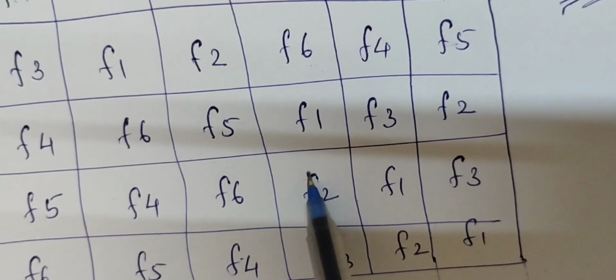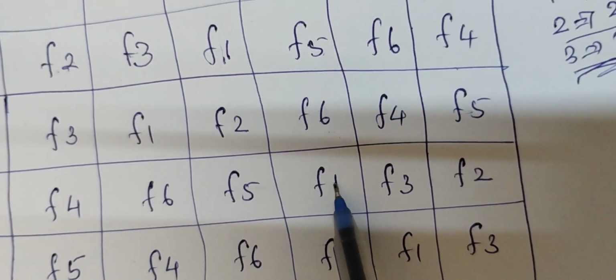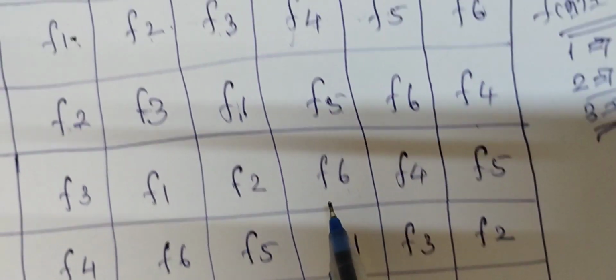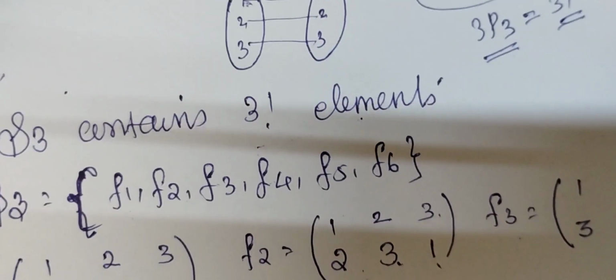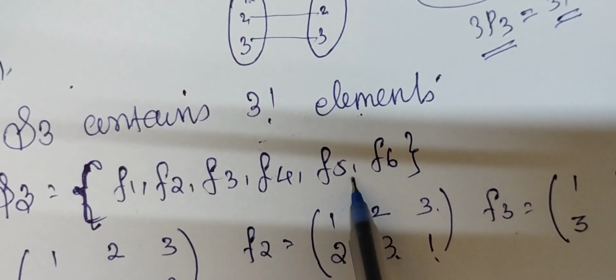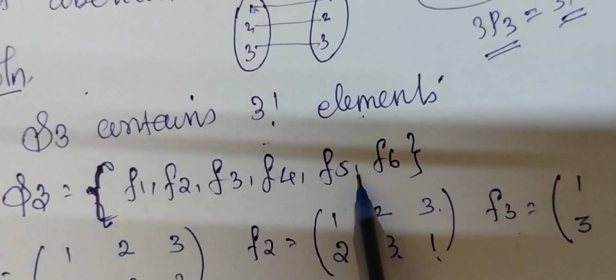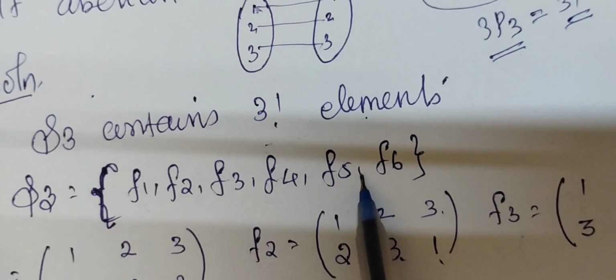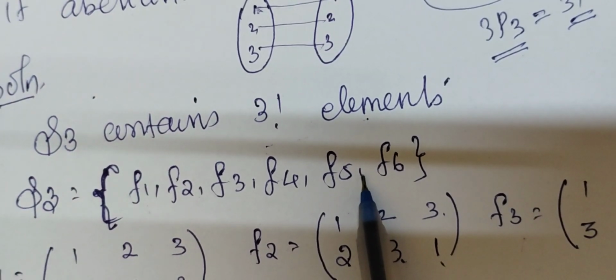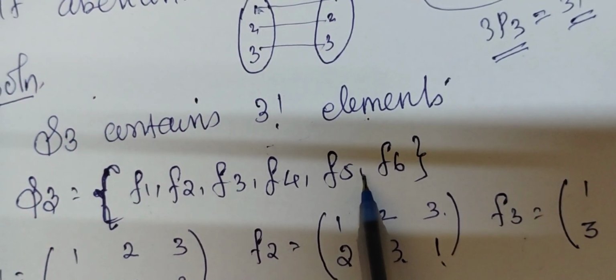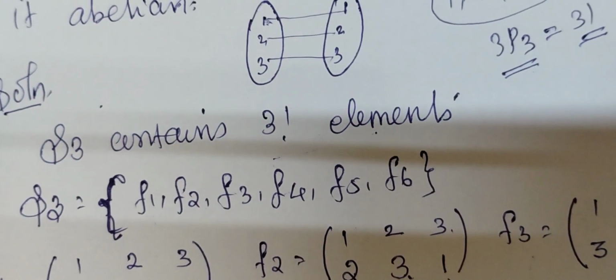Now what is our aim? Our aim is to prove this S3 is equal to this set. That is, this set is a group. So for group we have to show total 4 conditions, and for abelian we have to prove total 5 conditions. So what is the first condition? The first condition is closure.